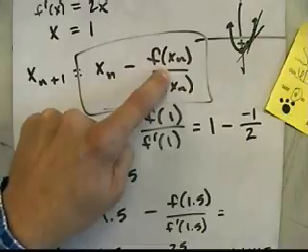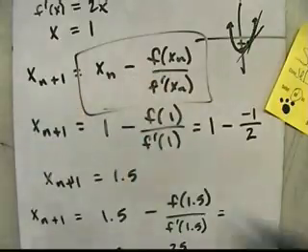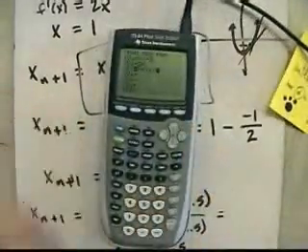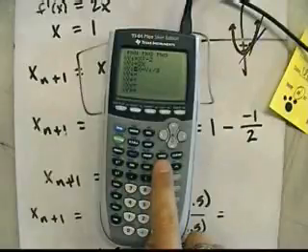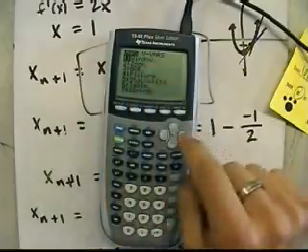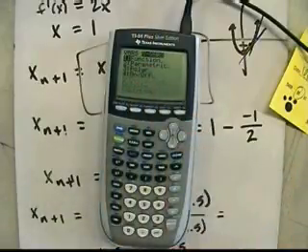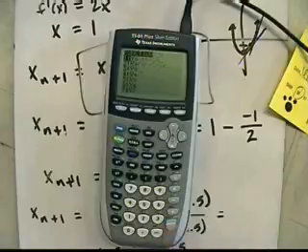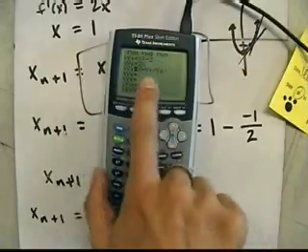So to get back to the y, I hit the variables button. Variables button's right here. VARS. Scroll over to the y variables, and number one on there is function. This time I want y2, so I'm just going to go to y2. And now that's my Newton's method right there.